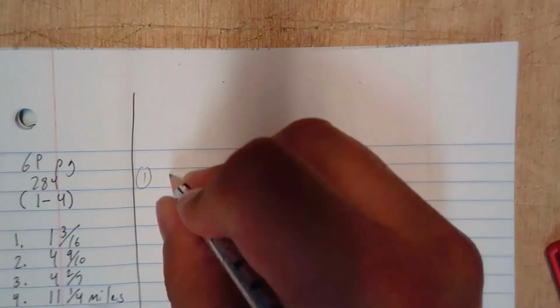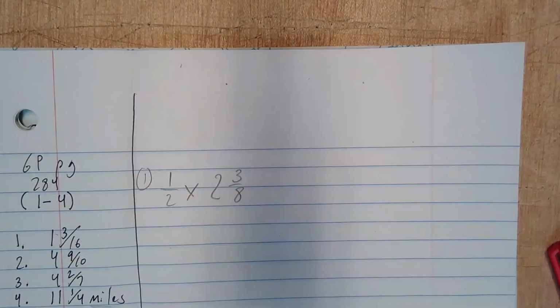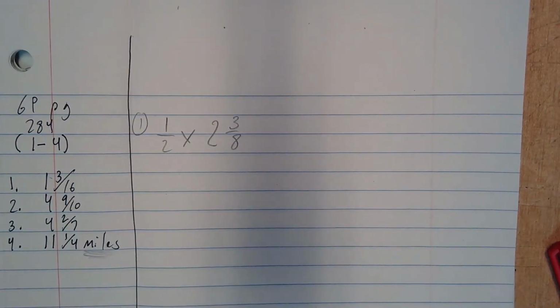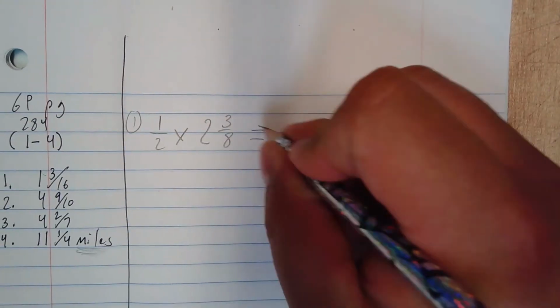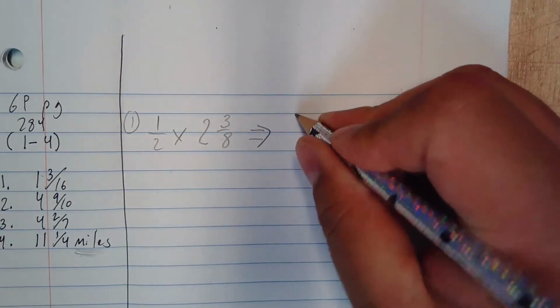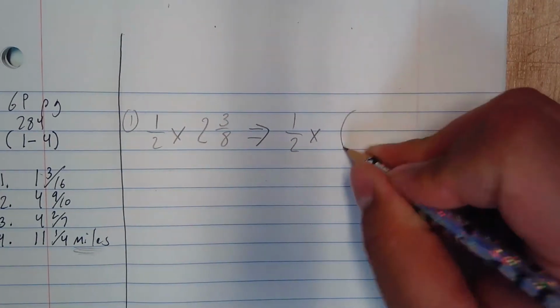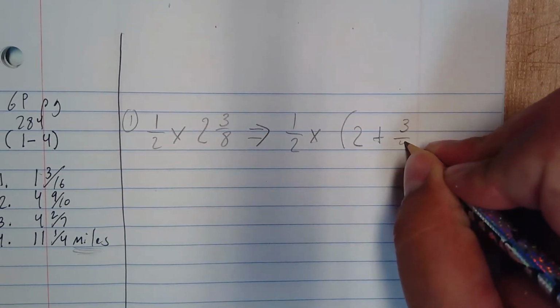We have 1 half times 2 and 3 eighths. Okay, I'm going to make a picture for this one because I really want you to understand the concept of what's going on. Okay? I'm going to break it down just a little bit. I'm going to rewrite it as this. 1 half times 2 and 3 eighths.